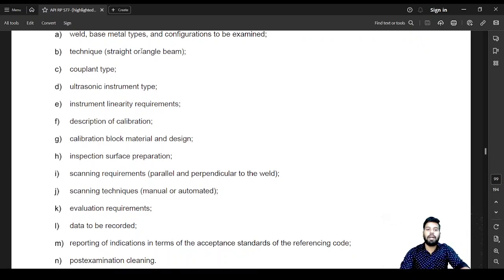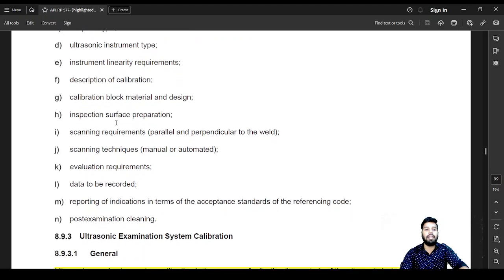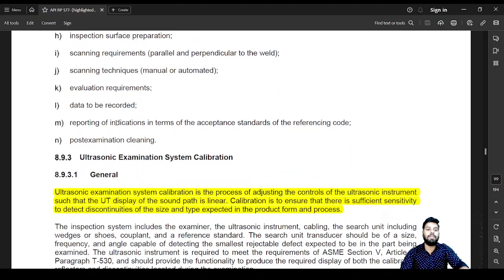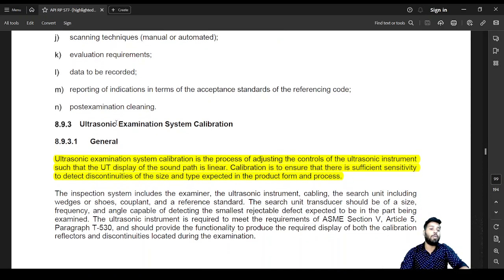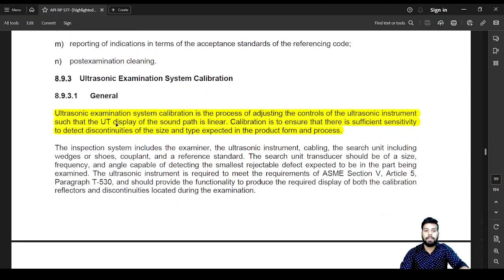Weld and base metal types, configuration of the materials to be inspected, technique, couplant type, ultrasonic instrument type, instrument linearity requirements, description of calibration, calibration block material and design, inspection surface preparation, scanning requirements, scanning techniques, evaluation requirements, data to be recorded, reporting of the indication in terms of acceptance regarding the code section, and post-examination cleaning.